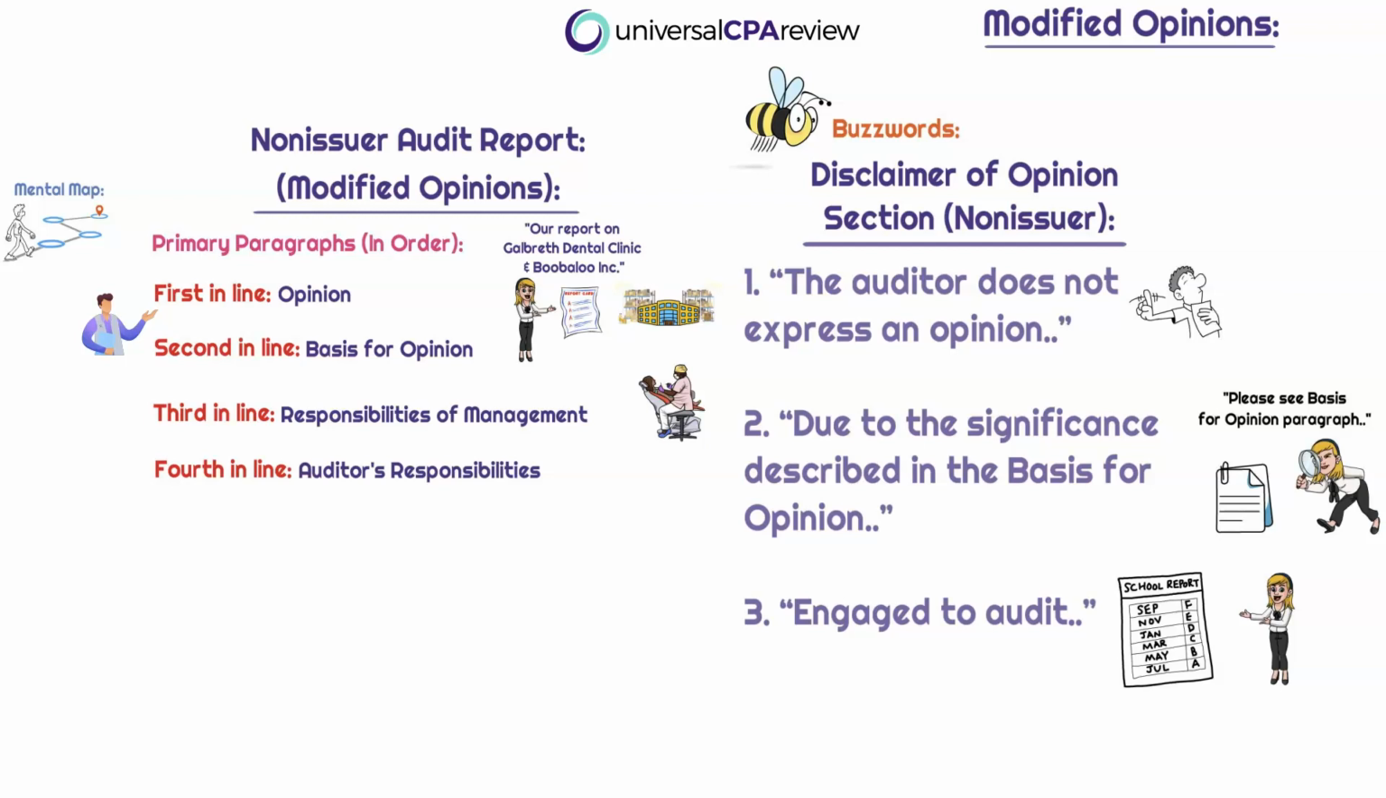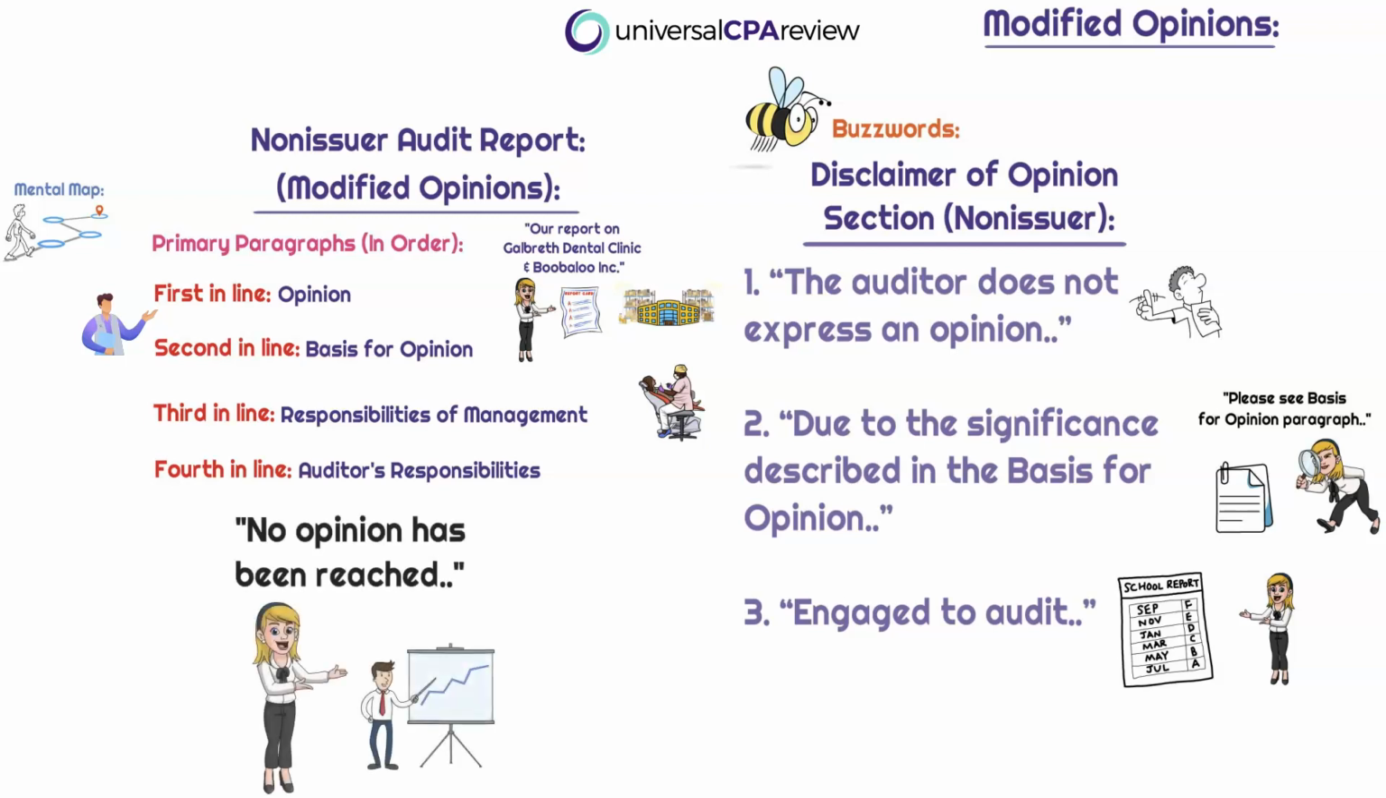All right, we're also going to include a statement that says, due to the significance of the matters described in the basis for opinion section, the auditor is not able to obtain sufficient appropriate audit evidence in order to provide a basis for this opinion. So we need to let the financial statement readers know that the financial statements have been audited and that the auditor was engaged to audit the financial statements. But again, no opinion has been reached in the basis for disclaimer of opinion section. This is where we're going to describe the reasons for the auditor's inability to obtain that sufficient appropriate audit evidence, the reason why they could not come to a conclusion.